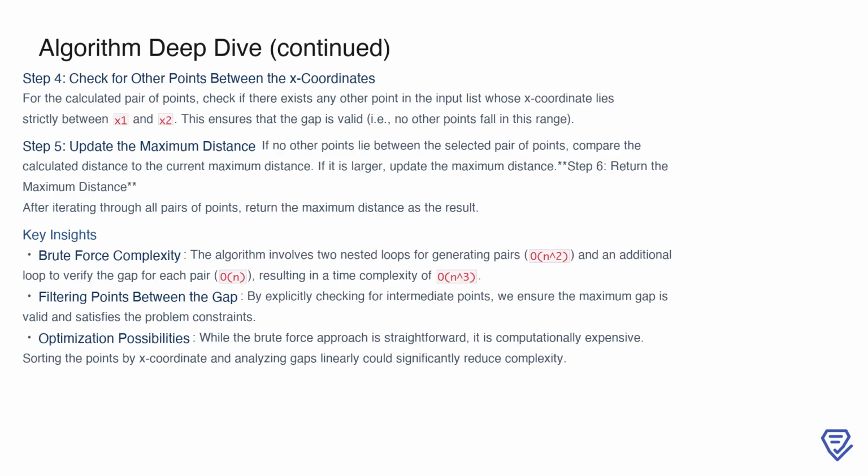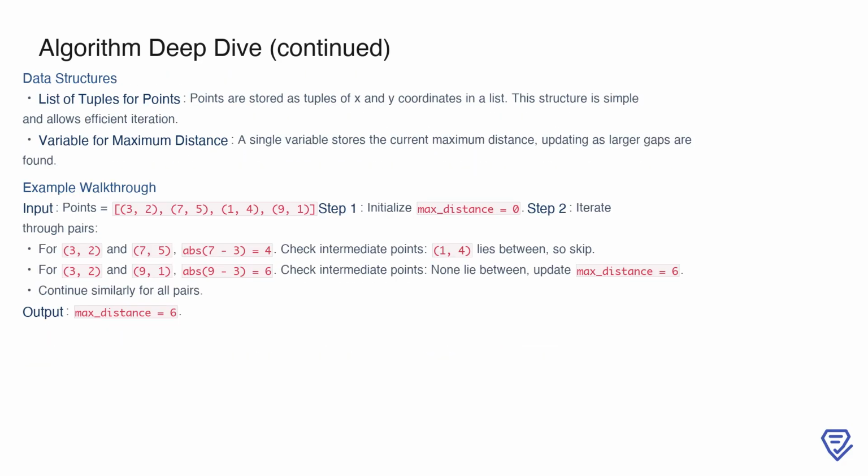The brute force approach is straightforward but computationally expensive. It requires O(n²) time to generate all pairs and an additional O(n) for each pair to check for intermediate points, leading to an overall complexity of O(n³). An important observation is that this inefficiency arises because we repeatedly check for intermediate points in an unsorted list. By sorting the points by their x coordinates, we can significantly optimize this process and reduce the complexity. In terms of data structures, the problem uses a simple list of tuples to store the input points.